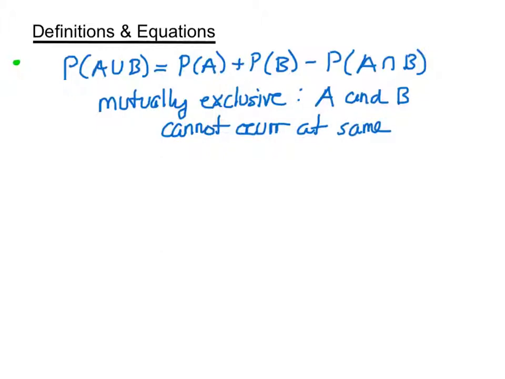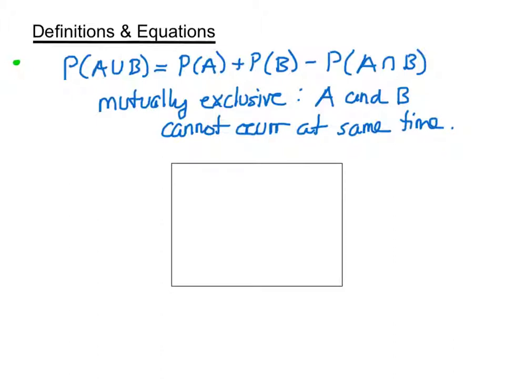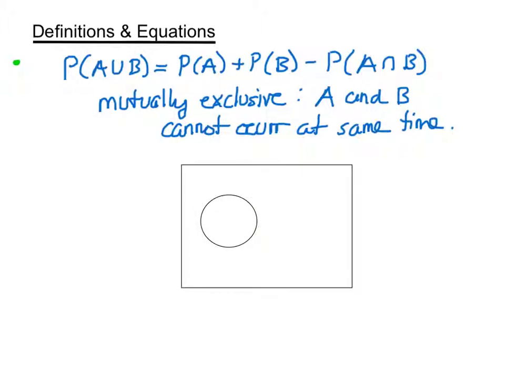So what does that look like on a Venn diagram? So if I have my two circles, A and B, for mutually exclusive events, remember that A and B don't overlap. These are also called disjoint events, which we saw in Chapter 1. So these are mutually exclusive, which means that this section right here, the intersection of A and B, doesn't exist.